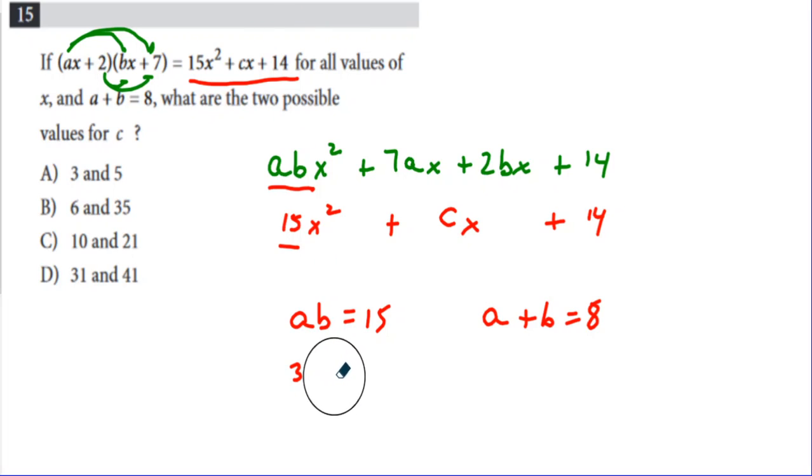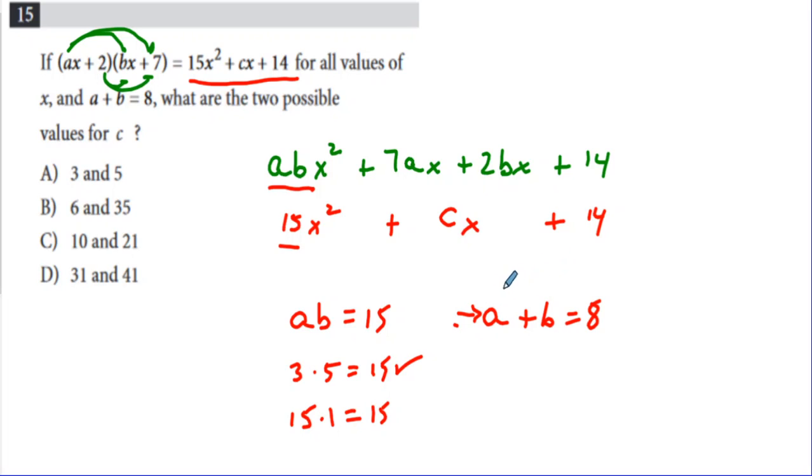3 times 5 makes 15. And the only other option is 15 times 1 equals 15. And I need ones that add to 8, right? A plus b is equal to 8. Well, 15 times 1, 15 plus 1 does not equal 8. 3 plus 5 does equal 8. So this is the pair that I care about.